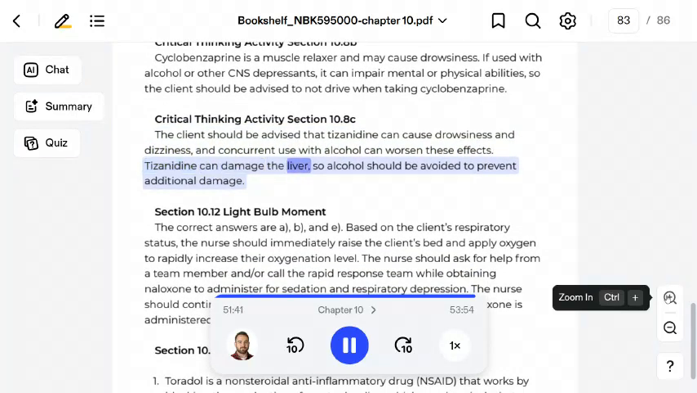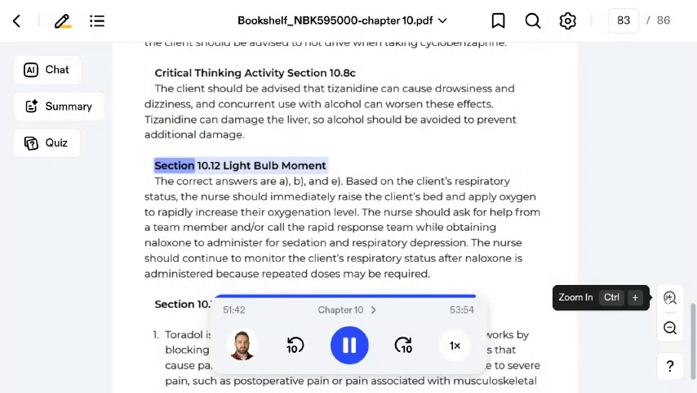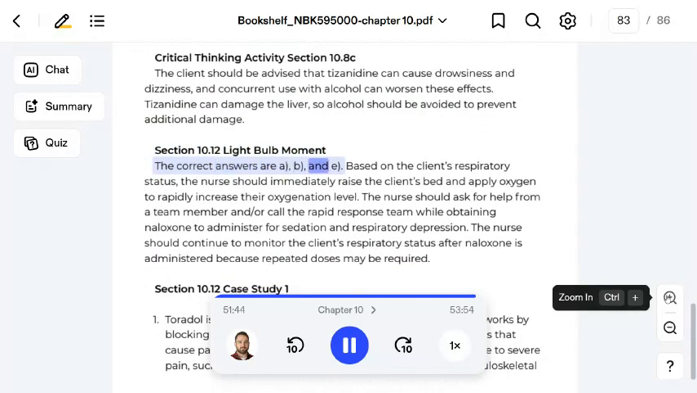Tizanidine can damage the liver, so alcohol should be avoided to prevent additional damage. Section 10.01-2 Lightbulb Moment. The correct answers are A, B, and E.